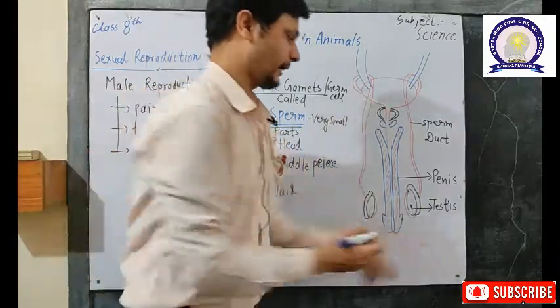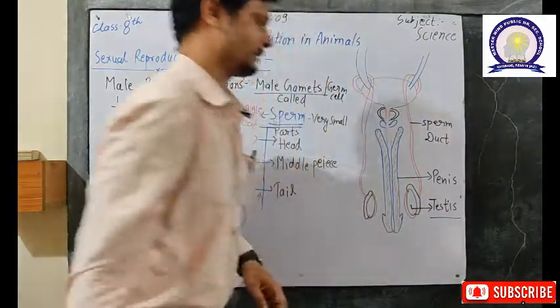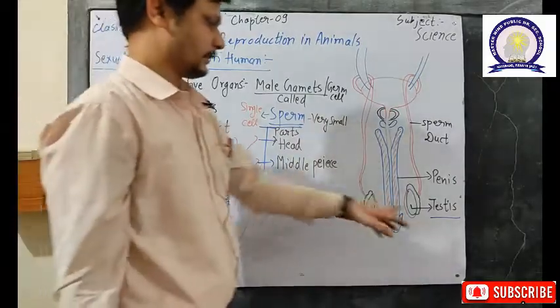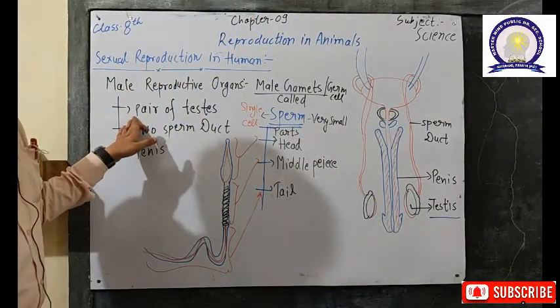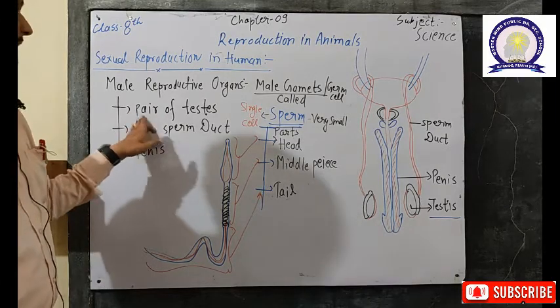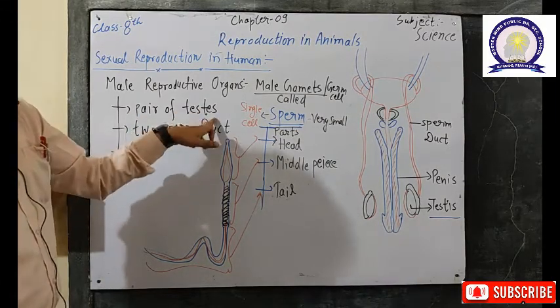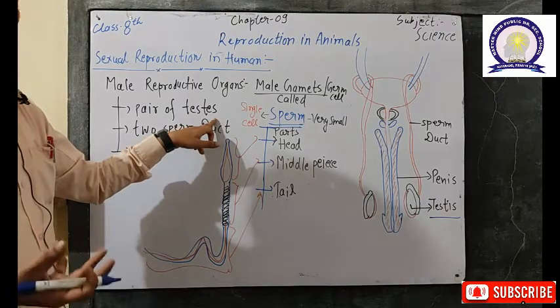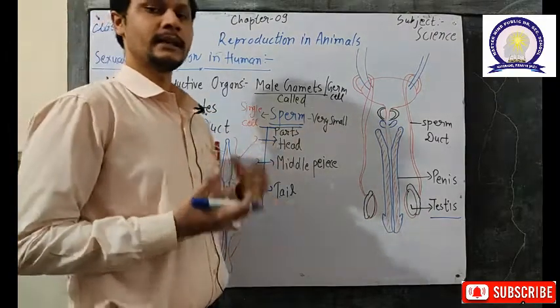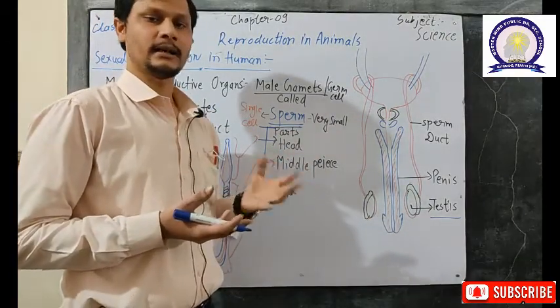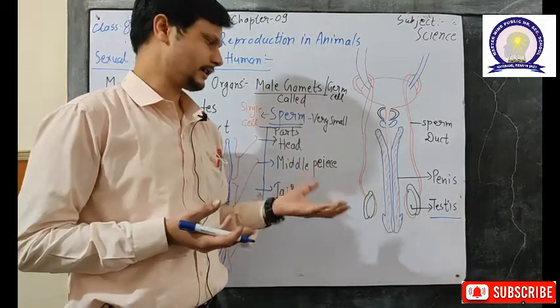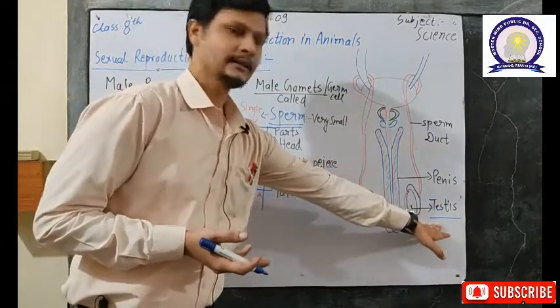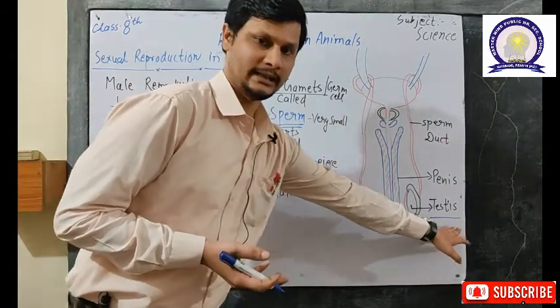The first primary reproductive organ is called the testis. A pair of testes is present. The major part of the male reproductive system is the pair of testes. A testis is a small ball-like structure. It is present outside the body of the male, in a pocket-like or sac-like structure, and this primary sexual organ is called the testes.